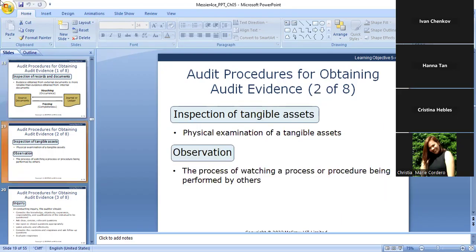Now, inspection of tangible assets. How are we going to inspect that? Physical examination of the tangible assets. Observation is the process of watching a process or procedure being performed by others. So now I have to know what observation is.